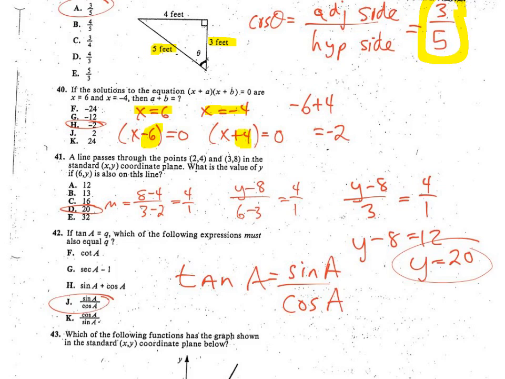Problem 41, we start by looking at the slope formula. We take y2 minus y1, which is 8 minus 4. We take x2 minus x1, which is 3 minus 2. That gives us a slope of 4 over 1.